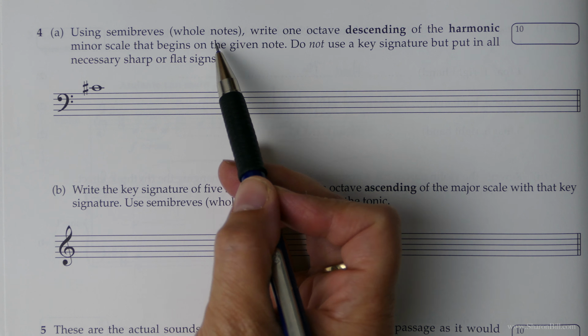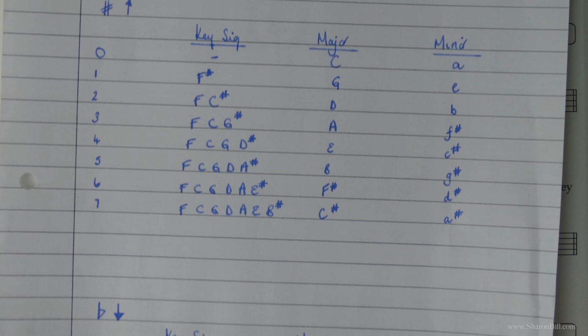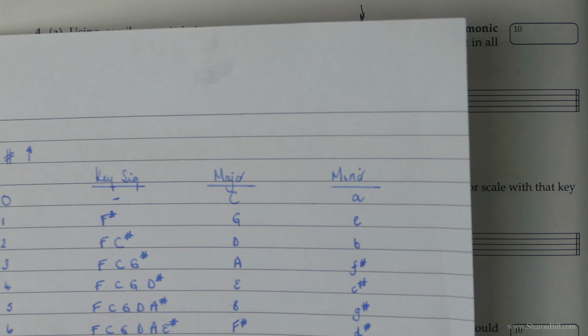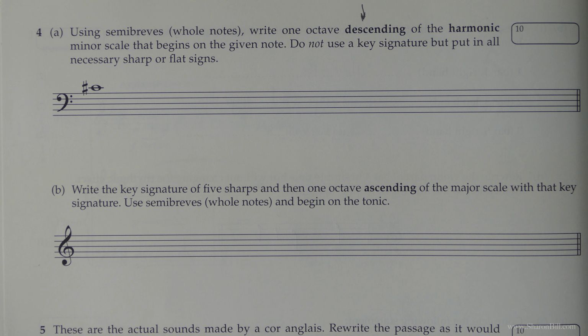If you haven't already, I would always at the beginning of a paper write out your circle of fifths, all of your related keys, and that way you've done all of your thinking in one go and you don't have to think again. And so you can see that C sharp minor is related to E major, which would have a key signature of F, C, G, D sharps. That would be our key signature, so we'll deal with that once we've popped our notes on this stave.